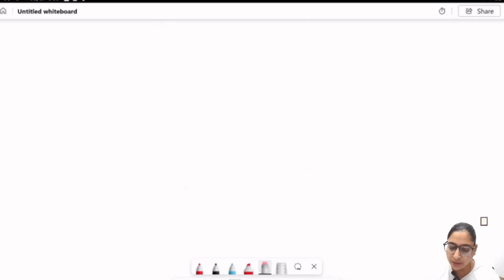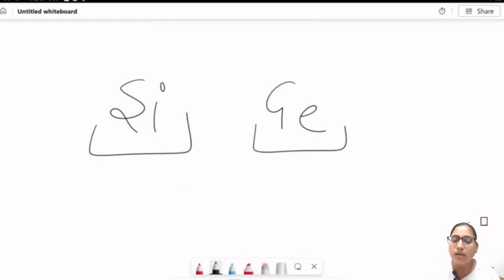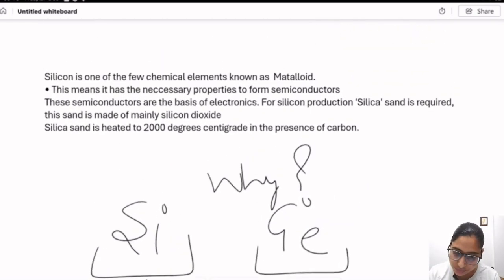Now here I would like to tell you one more thing, that we prefer silicon more than germanium. So why? This is the question for today, why? Before I tell you about atomic structure and other things, which I already told you about semiconductor and metal differences, now I will show you one more thing here.